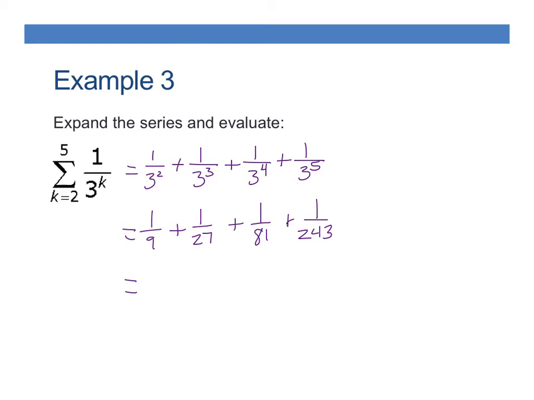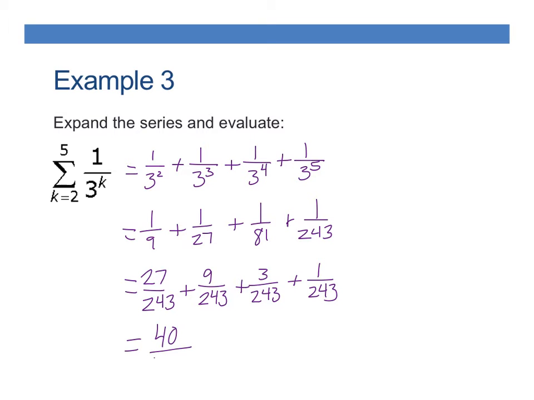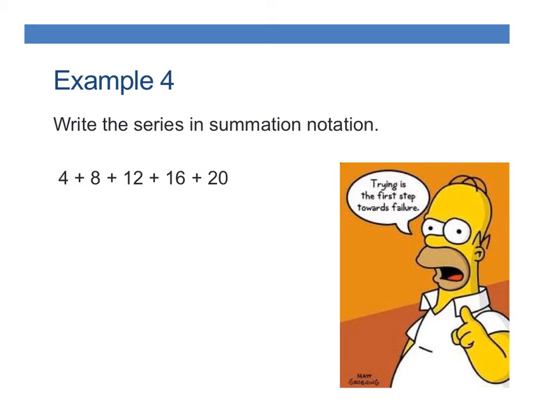Getting a common denominator, 1/9 becomes 27 over 243. 1 over 27 becomes 9 over 243. 1 over 81 becomes 3 over 243. Then we carry down the 1 over 243. Adding it all up, you get 40 over 243, and that represents your sum.